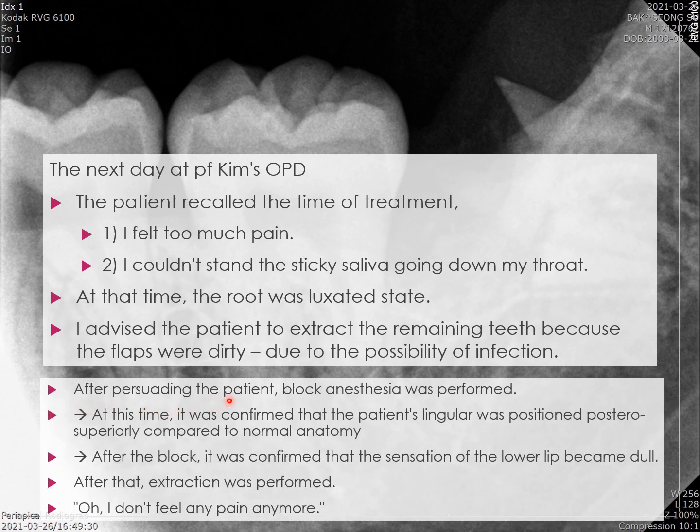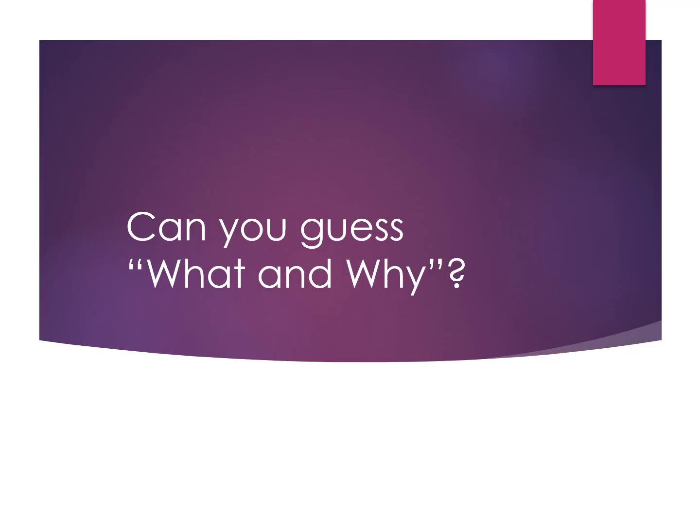After persuading the patient, local anesthesia was performed. At this time, it was confirmed that the patient's mandibular foramen was positioned posterior-superiorly compared to normal anatomy. After the IAN block, it was confirmed that the sensation of the lower lip became dull. After that, extraction was performed simply. "Oh, I don't feel any pain anymore," the patient said. Can you guess what and why?